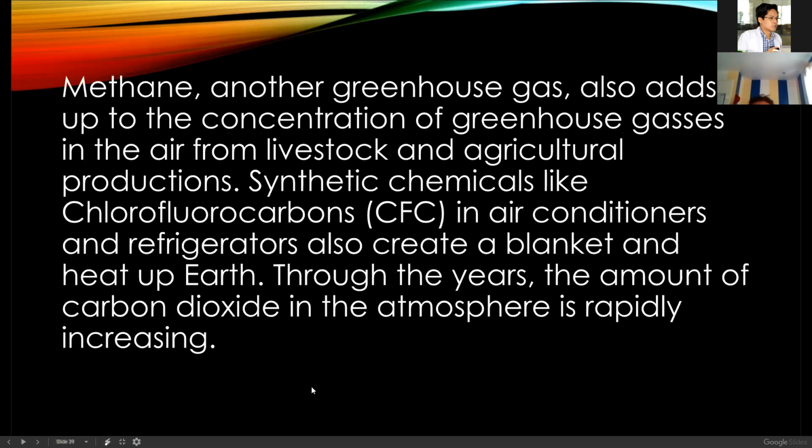Methane, another greenhouse gas, also adds to the concentration of greenhouse gases in the air from livestock and agricultural products. Synthetic chemicals, like the one I told you last meeting, chlorofluorocarbon or CFC in air conditioners and refrigerators, also create a blanket and heat up Earth. Through the years, the amount of carbon dioxide in the atmosphere is rapidly increasing.